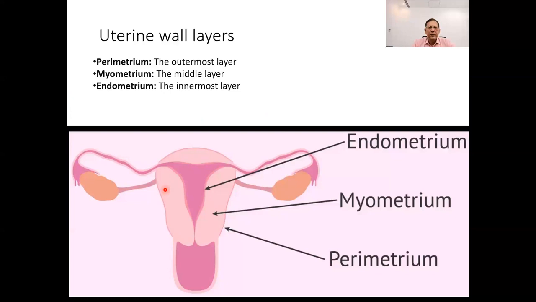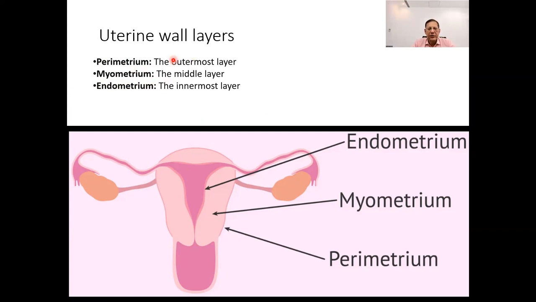Uterine layers or walls. The uterine wall layers are perimetrium, myometrium and endometrium. Peri means around, metrium means uterus, so around the uterus. Myo means muscles, and metrium means uterus. Endo means inner, and metrium means uterus, so the inner cavity of the uterus.